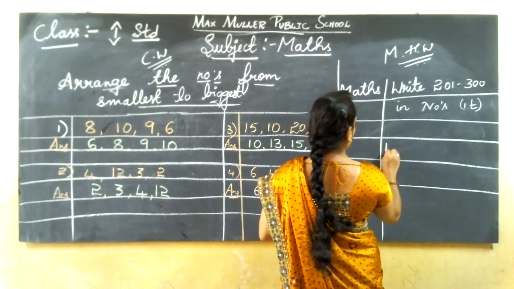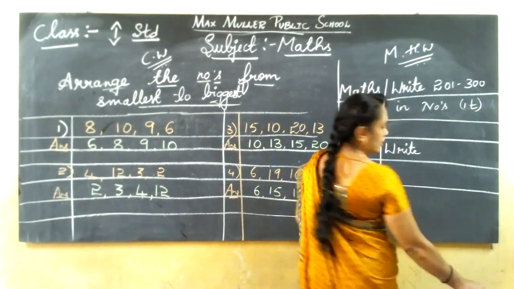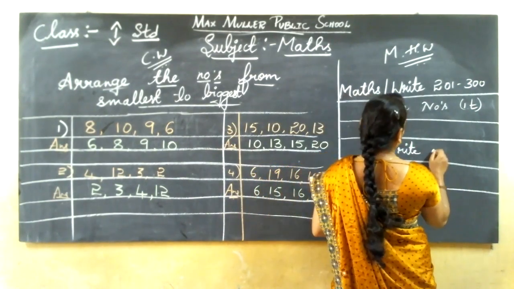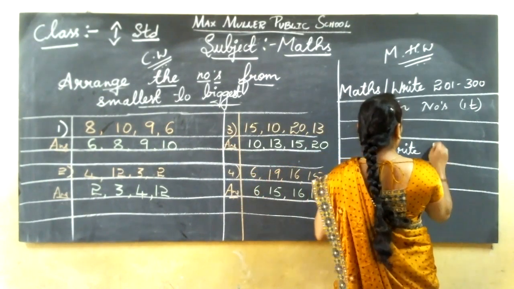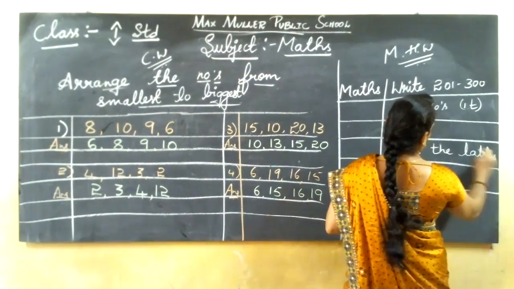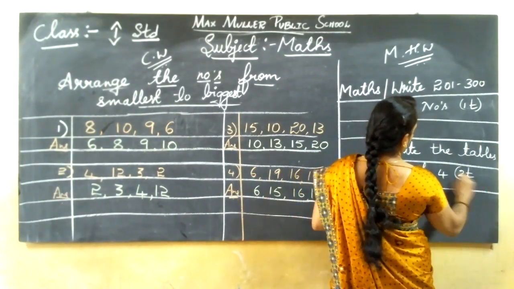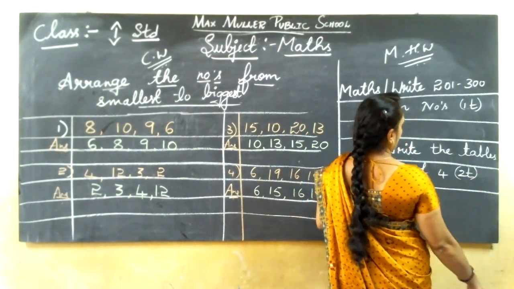Then what you write? Tables. Which tables you wrote in the last class? 2 and 3 tables, isn't it? Practice 2 and 3 tables. In this class, you practice the tables of 4. 2 times. 4 tables you write 2 times.